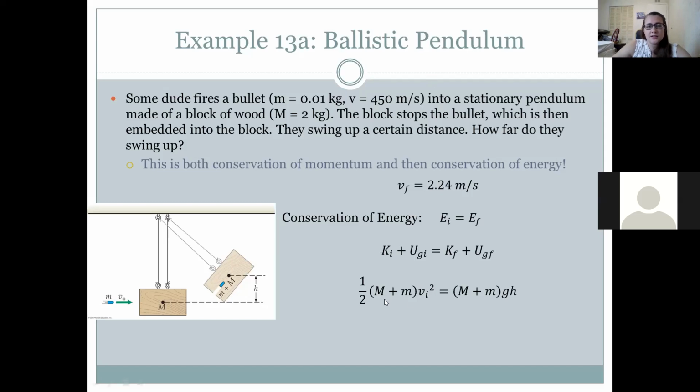So our initial state is this bullet inside of the block, and its initial velocity is that final velocity that we found for the first part, which I know is very strange. We have a big M plus small m term in both sides, so we're just going to ignore the masses, cancel them out on both sides of the equation. So 1/2 v squared equals gh. When we do the math for that, we find a height of 0.256 meters.